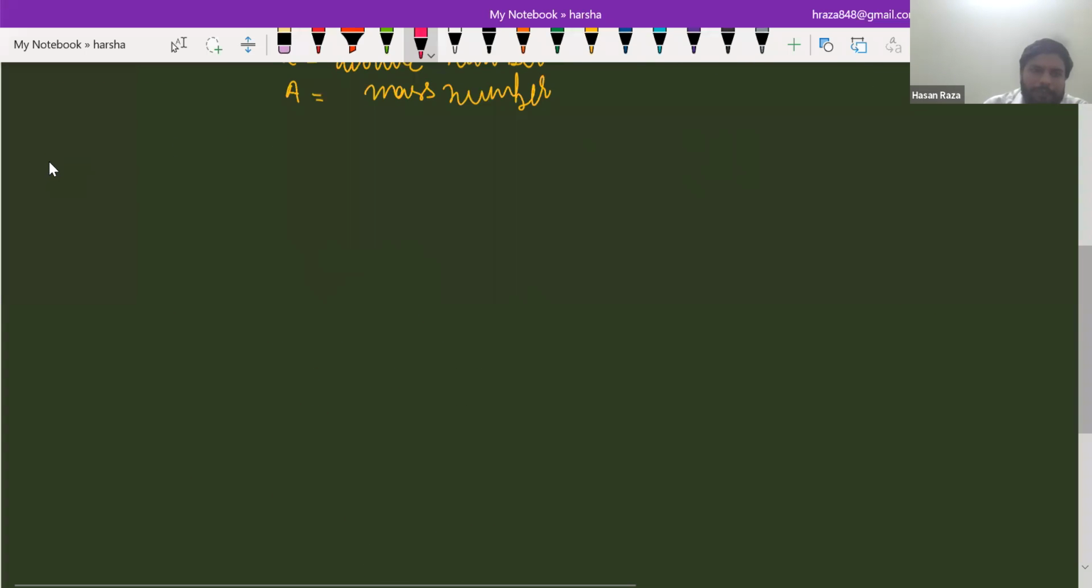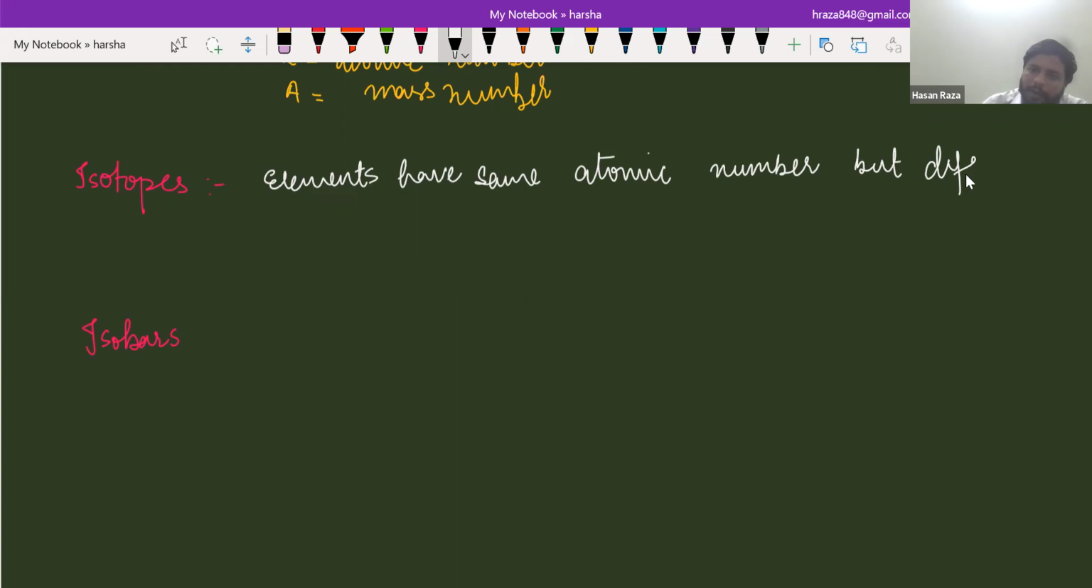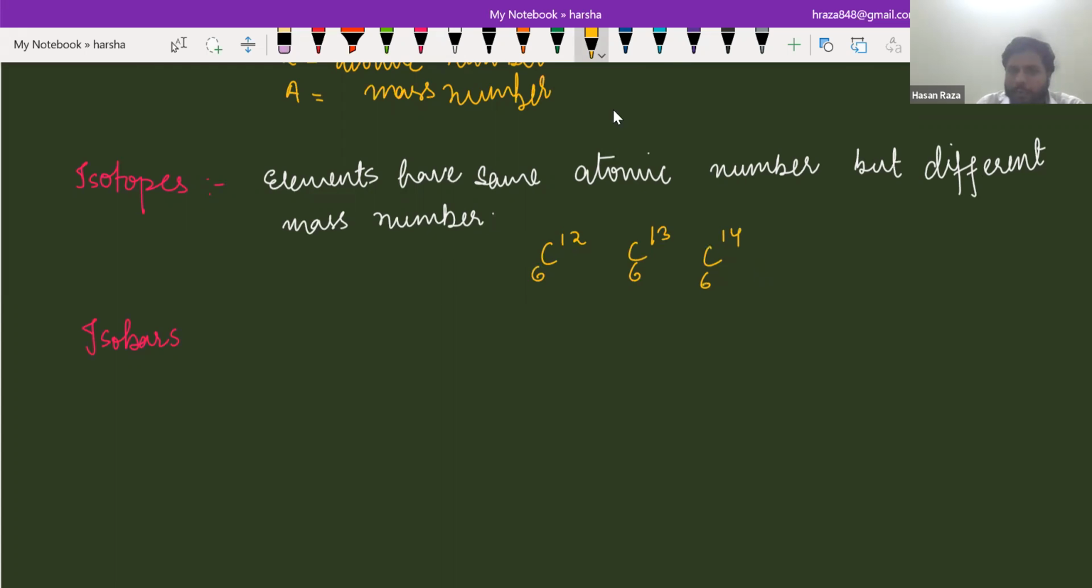First of all, I am going to talk about some important terms. Here I will introduce only two terms, that is isotopes and isomers. So what are isotopes? Elements having the same atomic number but different mass number are called isotopes. For example, C-12, C-13, C-14. These are the isotopes of carbon. You can see the atomic numbers are the same, but the mass numbers are different. That's why they are isotopes.